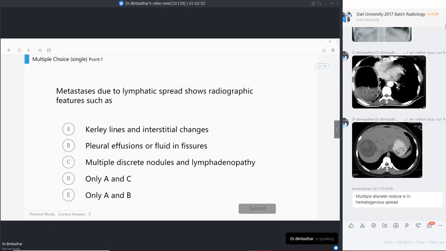If you know the anatomy, you can answer this question. Yes, Aman, you are correct. Multiple discrete nodules are in hematogenous spread. That is correct. Those are the ones showing lymphadenopathy. That is true. So the answer can be cracked from anatomy or from physiology. Metastasis due to lymphatic spread shows radiographic features of Kerley lines and interstitial changes, pleural effusions and fluid in the fissures. This is a classical example.